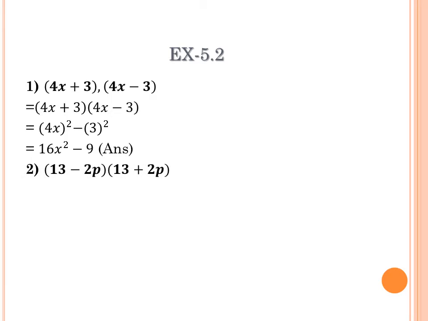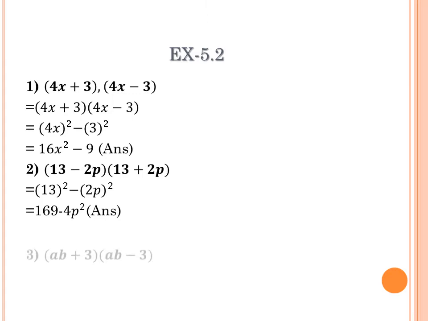Number 2, (13 minus 2p)(13 plus 2p). You can see the same type of math like (a minus b) into (a plus b). So the formula is the same formula, (a minus b) into (a plus b) equals a square minus b square. In here a equals 13, b equals 2p. So if we write the formula like this, a square minus b square, 13 square minus (2p) whole square, that is 169 minus 4p square.